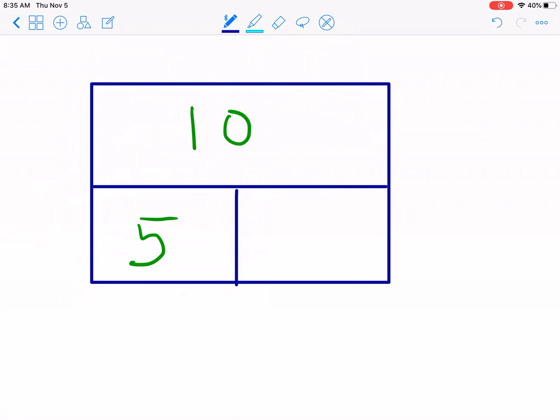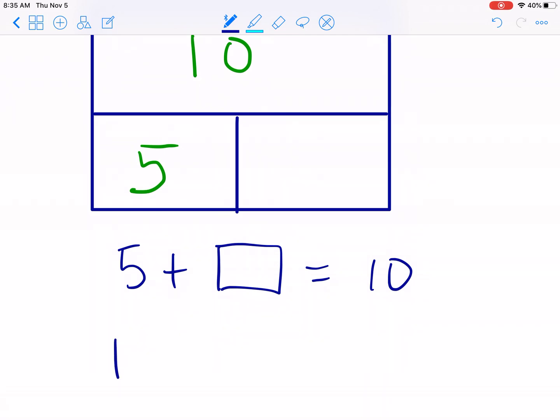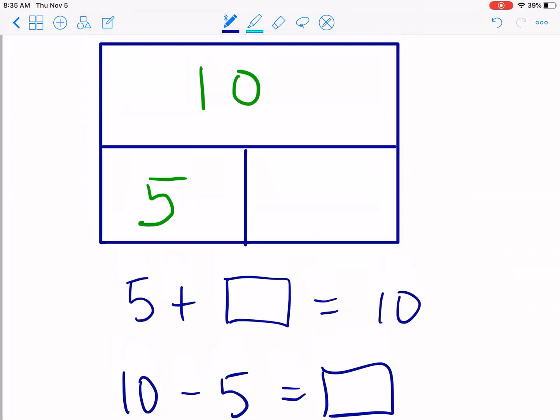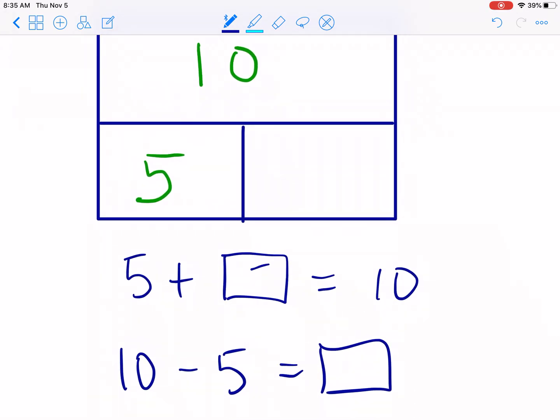Let's think about this one. We have a whole and one part. So 5 plus what? 5 plus what equals 10? What goes in the blank there? You could also think about it like this. 10 minus 5 equals, it's going to be the same idea, because addition and subtraction are related. They would be in the same fact family. Well, 5 plus 5 equals 10. That's going to make it balanced. 10 minus 5 is 5.